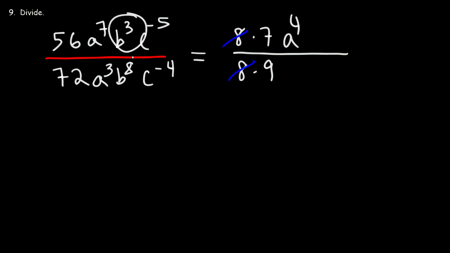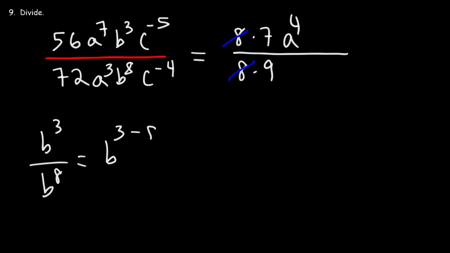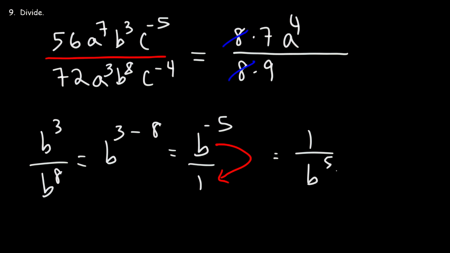Now what about the next one? What is B to the 3rd divided by B to the 8th power? So we need to subtract. We need to start with the top exponent 3 and subtract it by the bottom exponent 8. So it's 3 minus 8, which is negative 5. Now we can write this as b to the negative 5 over 1. If we get a negative exponent, what should we do? We need to make it positive. And the way to do that is to take the b variable, move it to the bottom. And so the negative exponent becomes a positive exponent. So this is 1 over b to the 5th power.